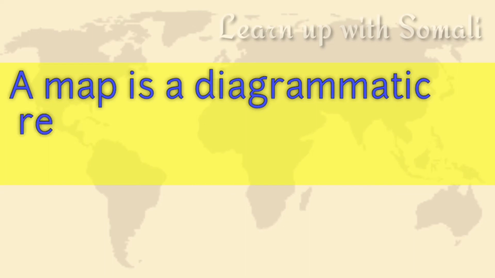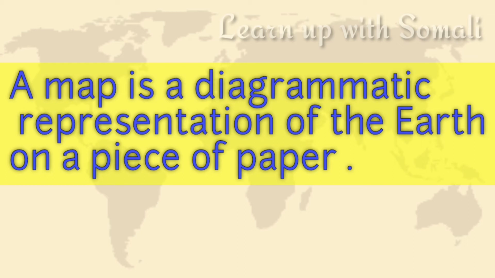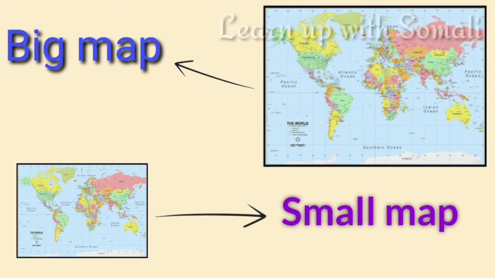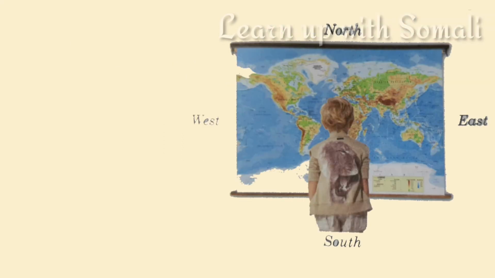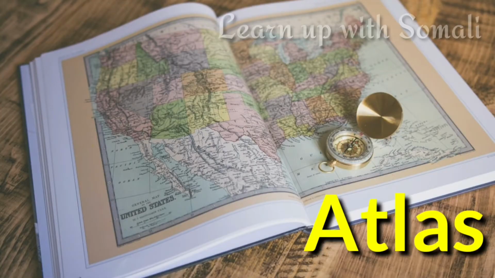So, a map is a diagrammatic representation of an area of land or sea showing physical features, political divisions, cities, roads, etc. on a piece of paper. A map can be big or small in size. We can also hang a map on a wall. The maps which are hung on the walls are called wall maps. And a book of maps is called an atlas.